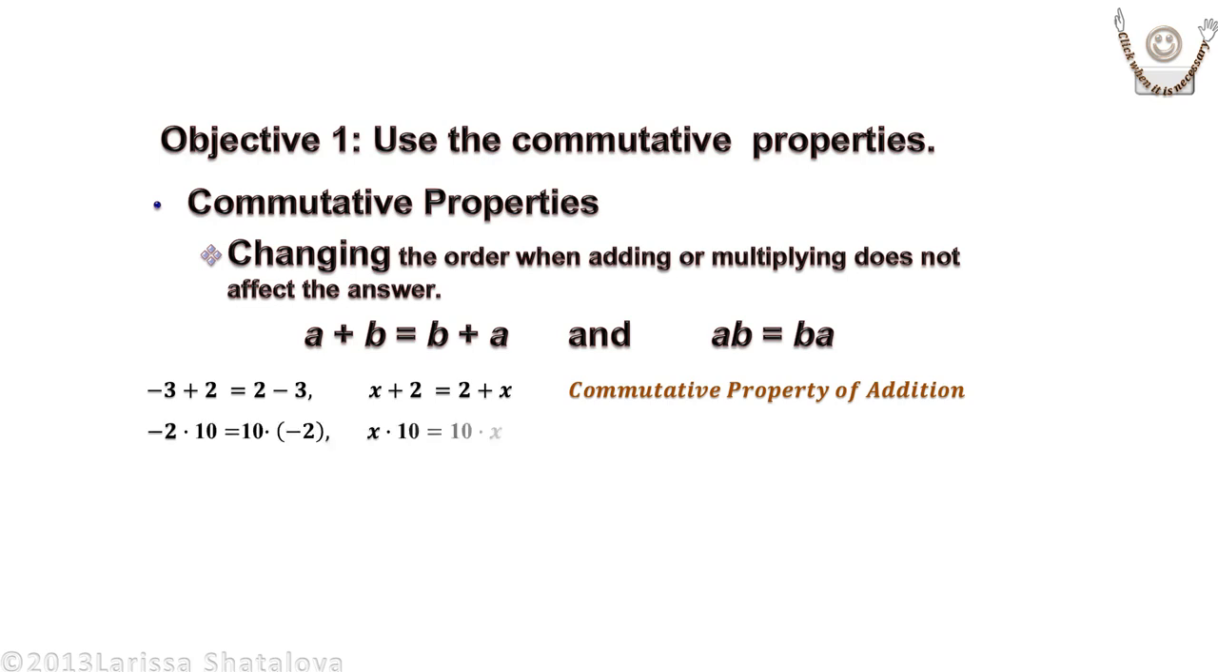For multiplication, -2 times 10 equals 10 times -2. Expression with variables: x times 10 equals 10 times x. This is the commutative property of multiplication. These two properties we will use when we simplify algebraic expressions.